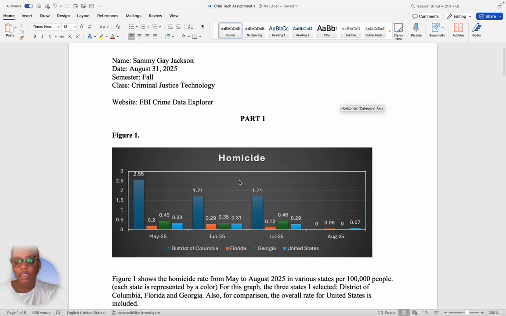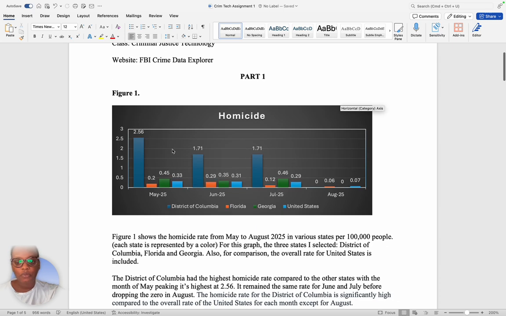For part one of the assignment, I use the FBI Crime Data Explorer website. Figure 1 shows the homicide rate from May 2025 to August 2025 in various states per 100,000 people. Each state is represented by a color. For this graph, the three states I selected are the District of Columbia, Florida, and Georgia. Also, for comparison, the overall rate for the United States is included. That is seen right here, here, and here, and here in blue.